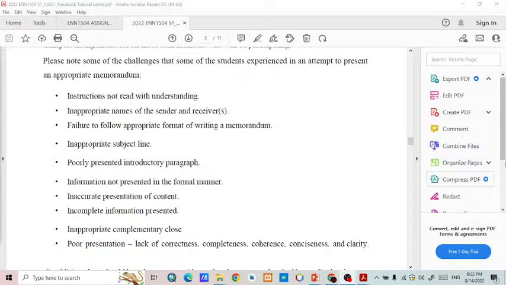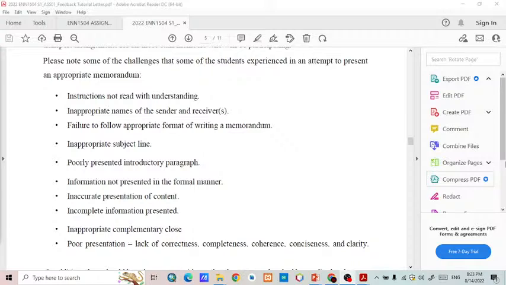The first one, they stated, please note some of the challenges that some of the students experience in an attempt to present an appropriate memorandum. One, instructions not read with understanding. The first thing you must do is understand what's required from you. I'll try to make it easy for you by explaining what is required. I think I can assist you with that.